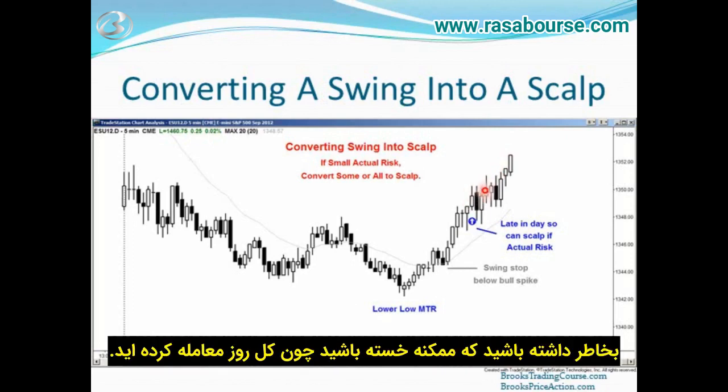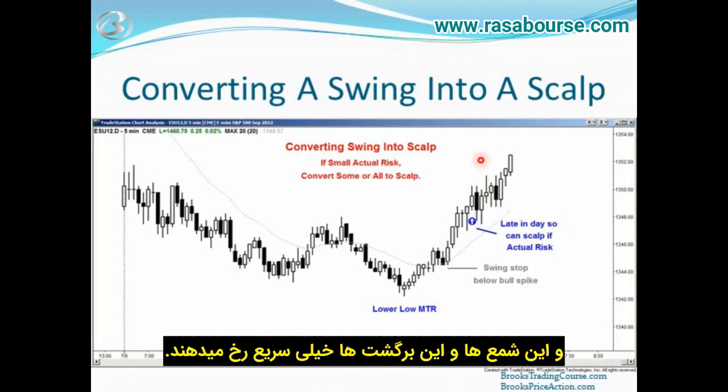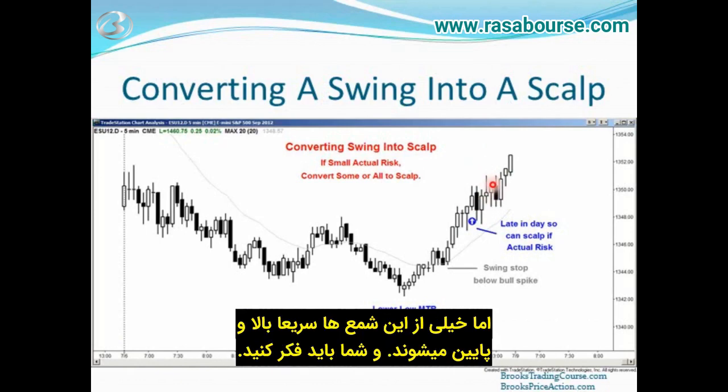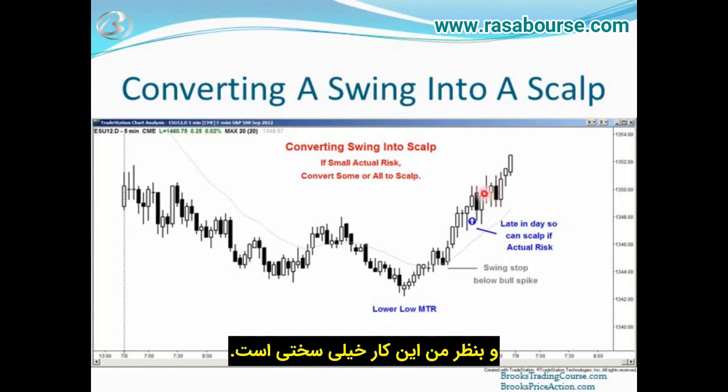Remember, you're going to be tired after trading all day, and these bars and these reversals happen very quickly. It doesn't look necessarily like they're happening quickly on the 5-minute chart, but many of these bars go up and down repeatedly as the bar is forming. So you have to do a lot of thinking, and I think it's very difficult to do.